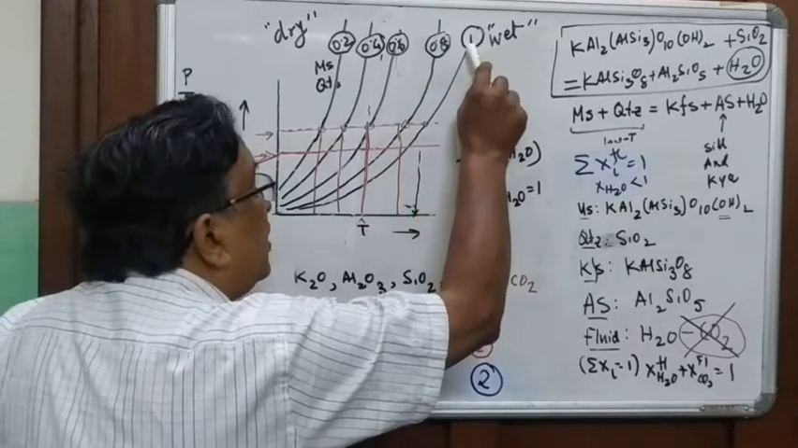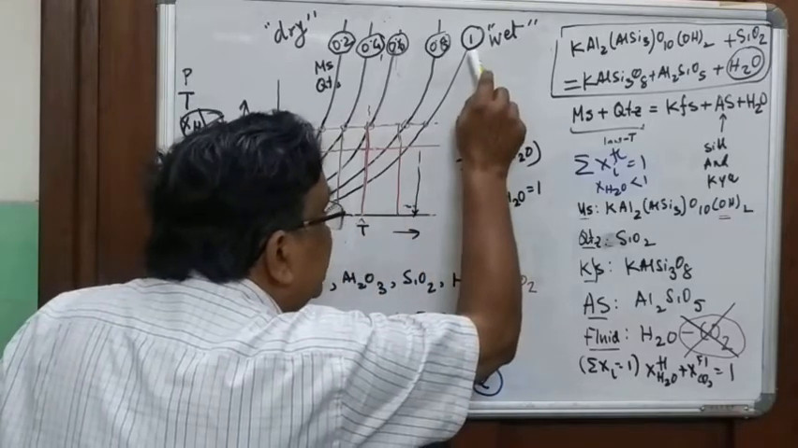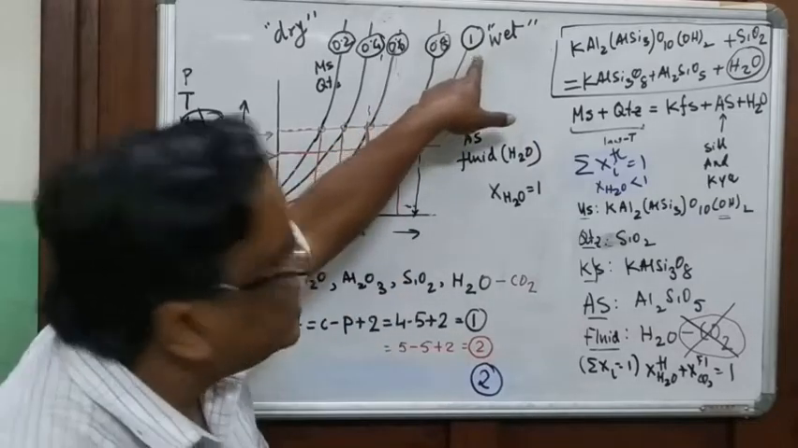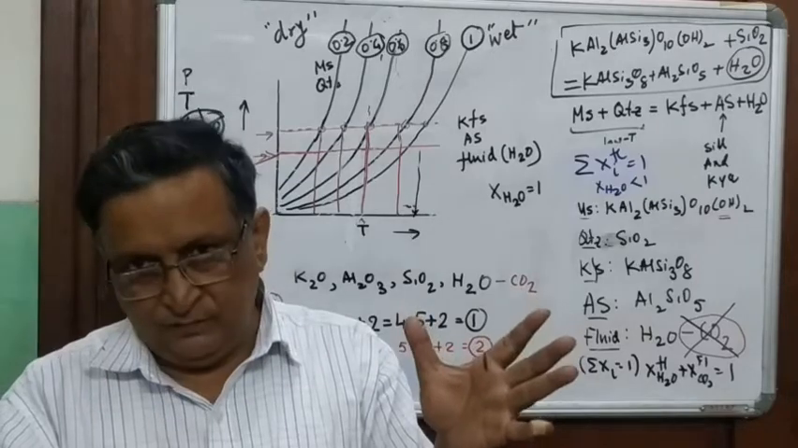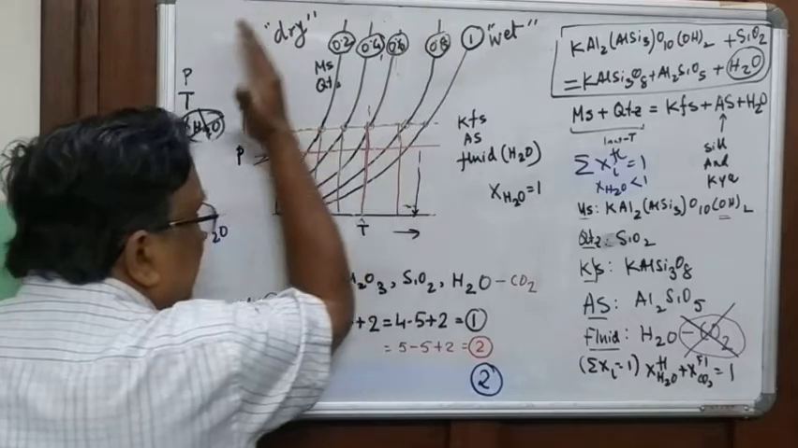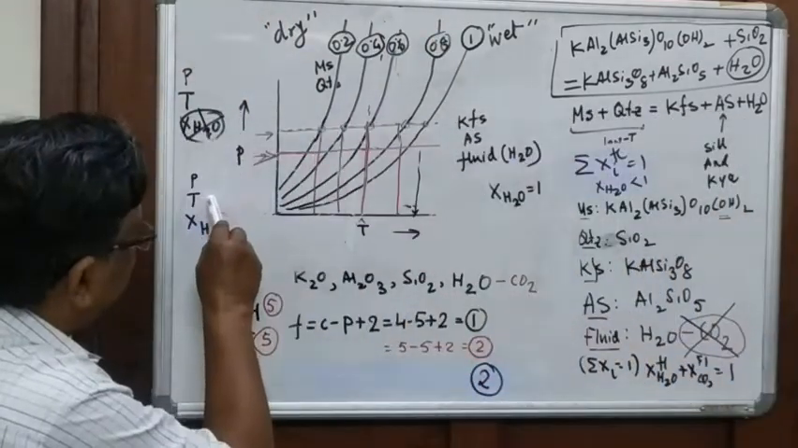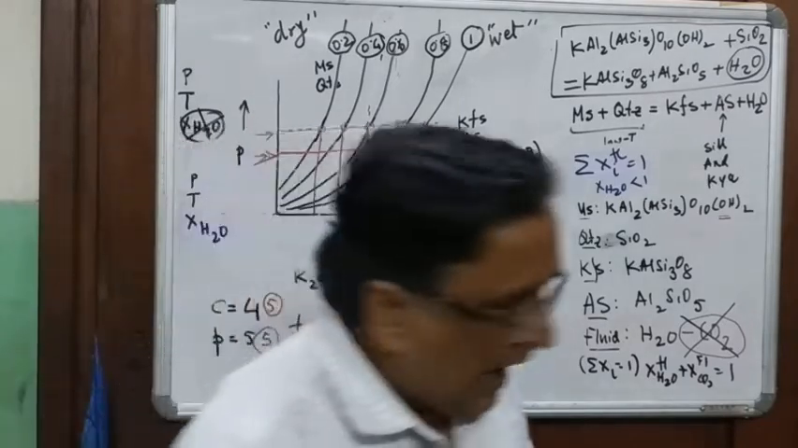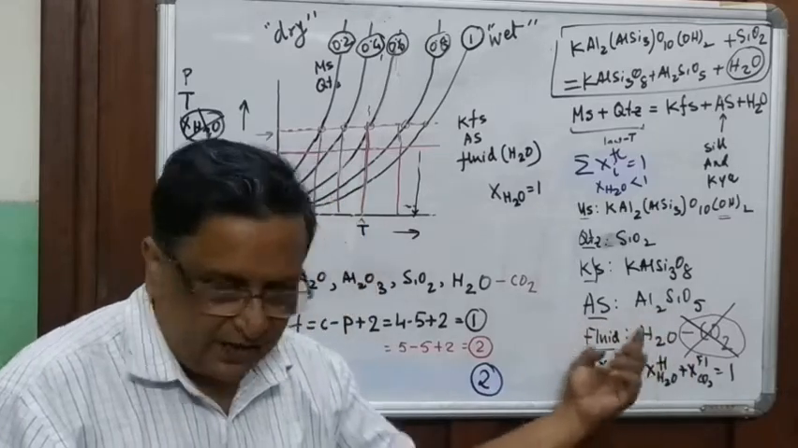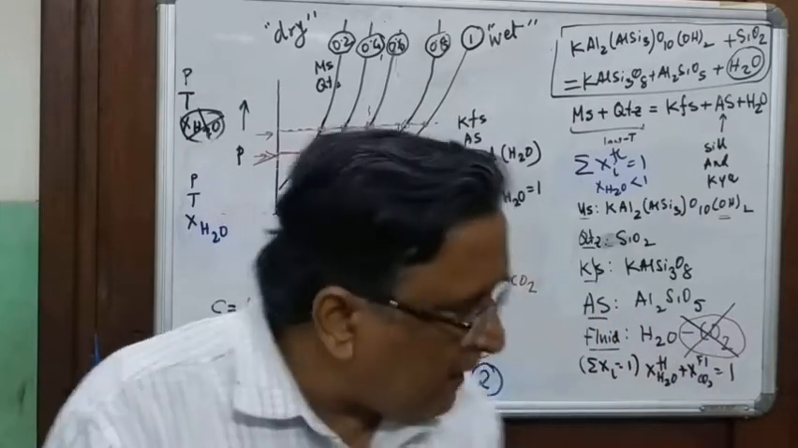If your equilibrium is on this curve only, then XH2O is equal to 1. And if you do that, then sigma xi equal to 1. This is for fluid present situation. Fluid absent, all the left part. So now our variables are pressure, temperature, and XH2O. And let's say we have a variance of 2, same as the carbon dioxide theory, but there is no carbon dioxide. So what will happen?